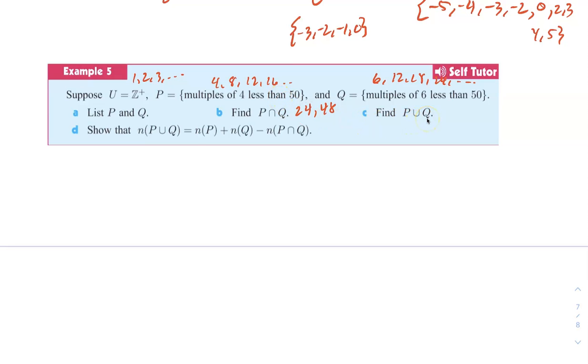P union Q. So I would put them all together. I don't want to do that. But it would be 4, 6, 8, 12, blah, blah, blah. Then show that the number in the union of P and Q equals the number in P plus the number in Q minus the number in the intersection of P and Q. I would have to actually do all that, which I didn't do. So I know this is 2, and I didn't figure out these two because I was too lazy.